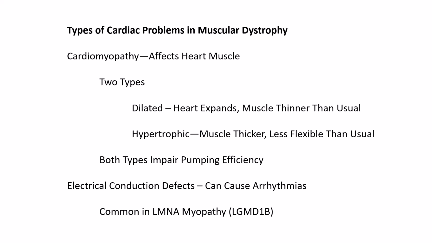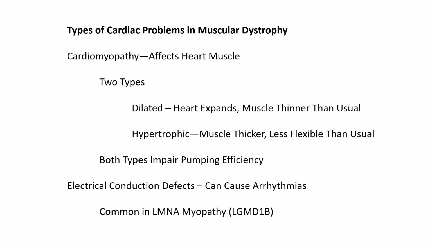Now, in contrast, there's another called hypertrophic. It's kind of the opposite in that the muscles on the exterior of the heart get thicker and they're less flexible than usual, but both types actually make the heart a less efficient pump.